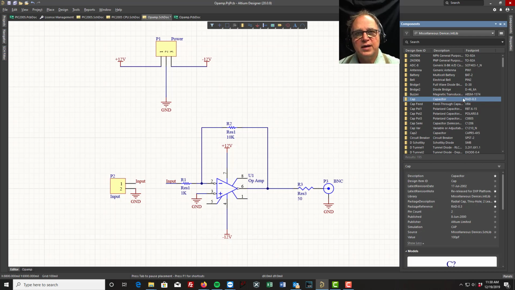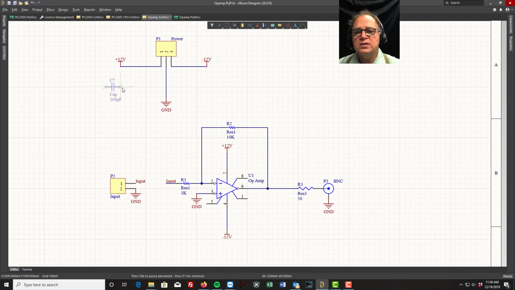Now remember, my capacitor symbol looks the same. It could be a little tiny capacitor this big. It could be a giant capacitor, right? The symbol's the same. The footprint is what it really looks like. So I'm going to double click my capacitor. There it is. And it says 100 picofarads. I actually want to use 100 nanofarads.